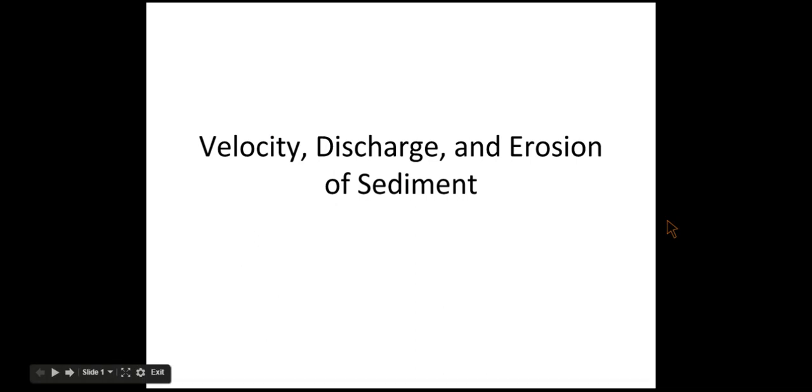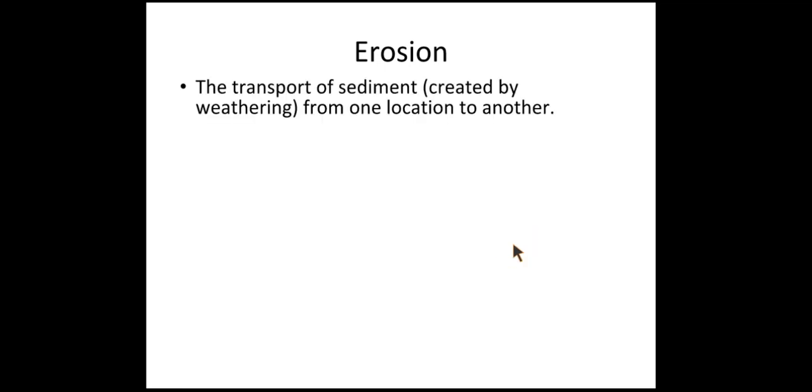In this video, we're going to be discussing how velocity and discharge can affect the erosion of sediment in a stream. So first, let's discuss in general what erosion is. Make sure we understand that erosion is really the transport of sediment, and that sediment was created by the process of weathering, from one location to another.